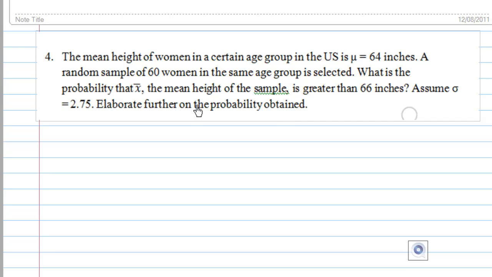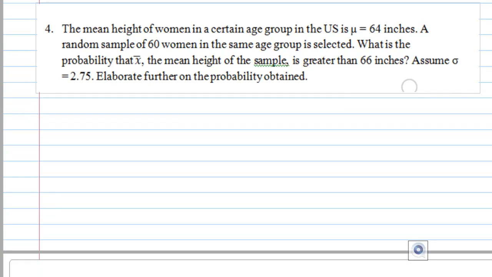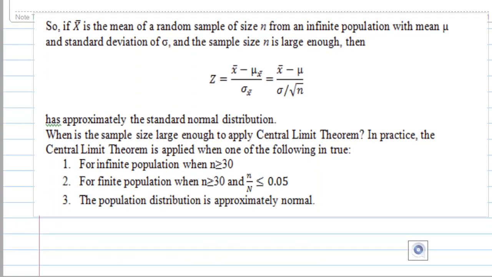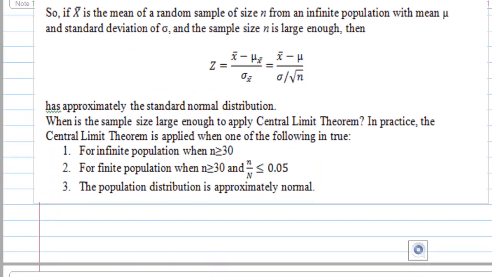Elaborate further on the probability obtained. First, let's recall sampling and central limit theorem. In particular, if x bar is the mean of a random sample of size n from an infinite population with mean mu and standard deviation of sigma, and the sample size n is large enough, then z equal to x bar minus mu over sigma divided by square root n has approximately the standard normal distribution.